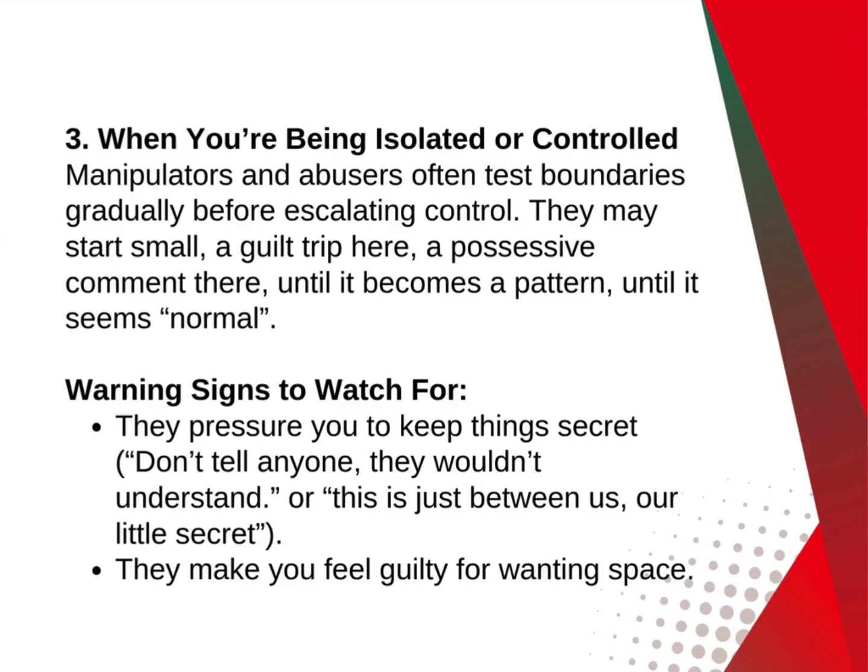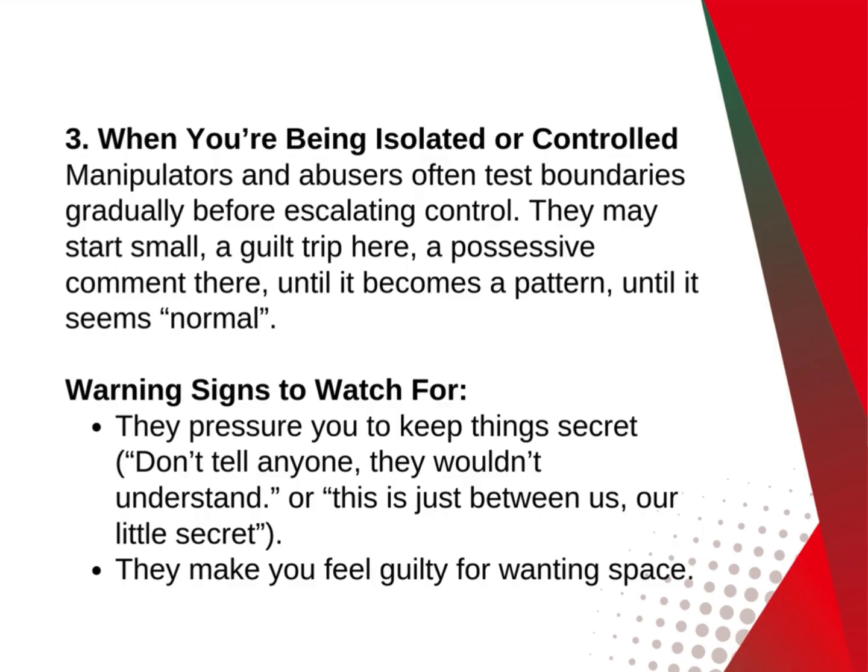Manipulators and abusers often test boundaries gradually before escalating control. They may start small, a guilt trip here, a possessive comment there, until it becomes a pattern, until it seems normal. Warning signs to watch for: they pressure you to keep things secret, "Don't tell anyone, they wouldn't understand." Or, "This is just between us, our little secret."